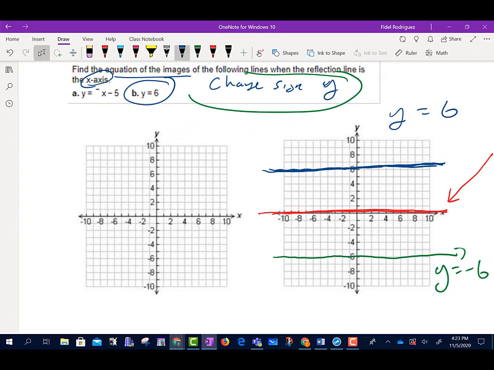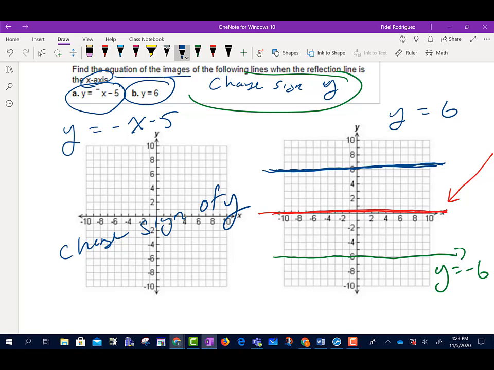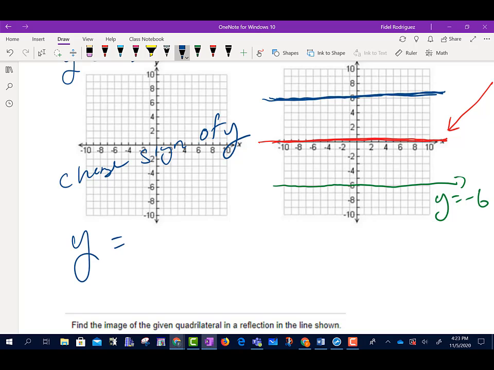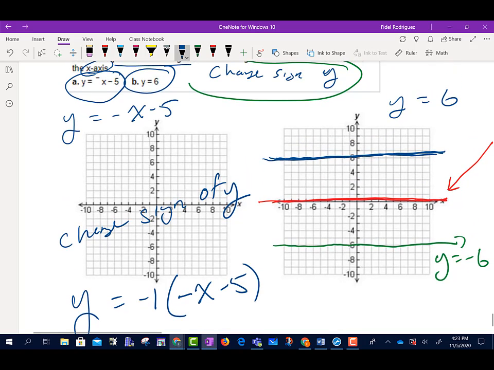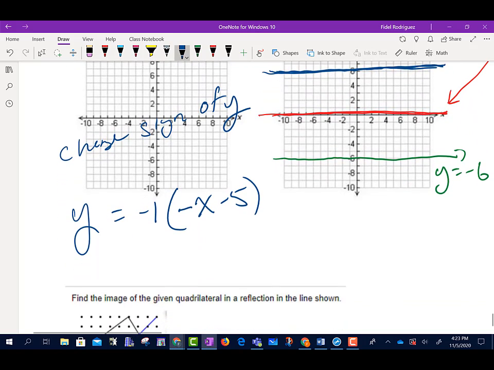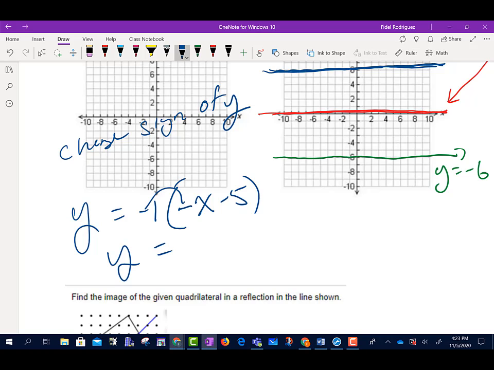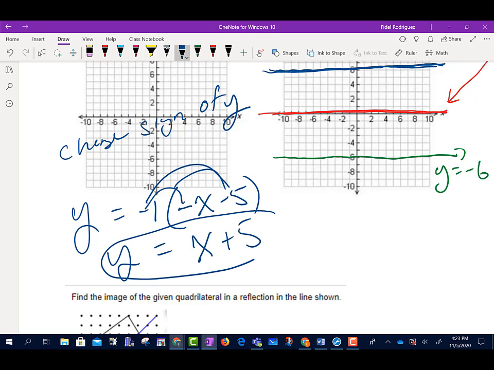So we're going to do the same thing here. Without me having to draw anything, if I have y equals -x minus 5, what are we going to do now? We're going to change the sign of the y. So I'm going to write y equals -1, this is how I changed my sign, times -x minus 5, which is what we originally had. And so now we're going to end up with, let's multiply, a -1 times a -x is a +x, a -1 times a -5 is a +5.